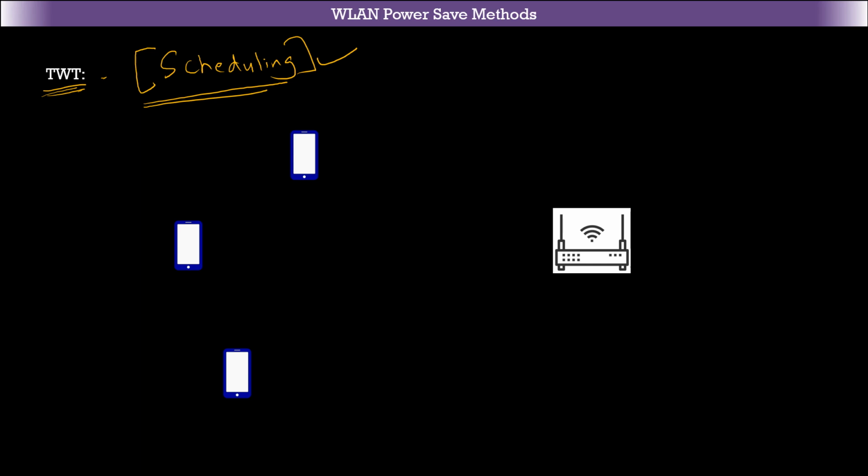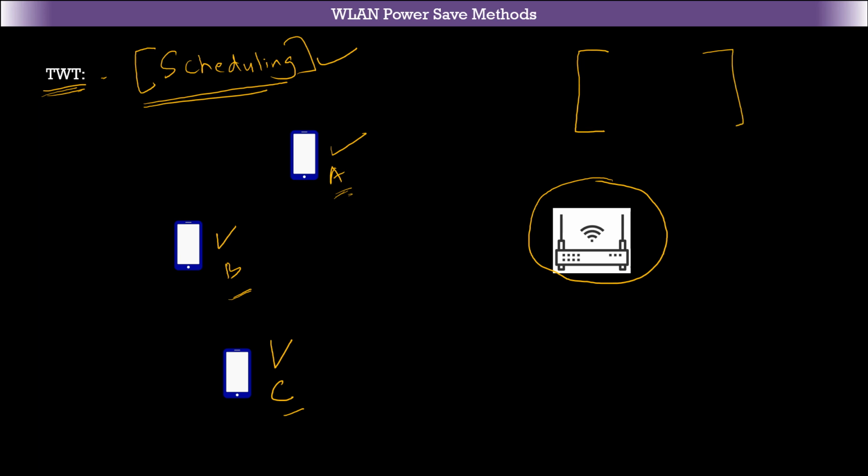Now, this also means that the AP here knows all about station A, station B, and station C, and when each of these stations is going to sleep and when each is going to wake up. There are certain parameters which are exchanged during this negotiation phase. Let's look at some of the important parameters.